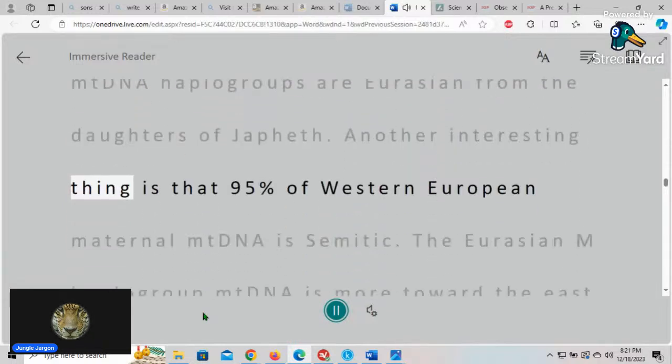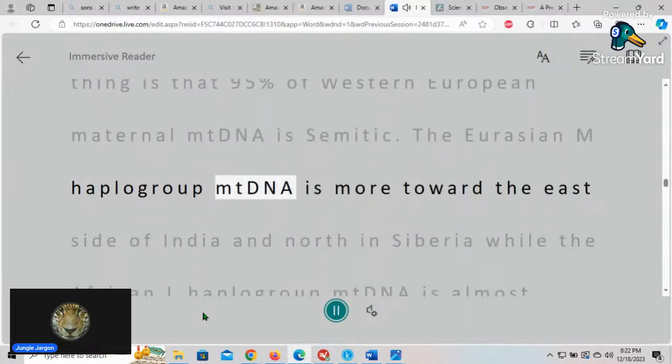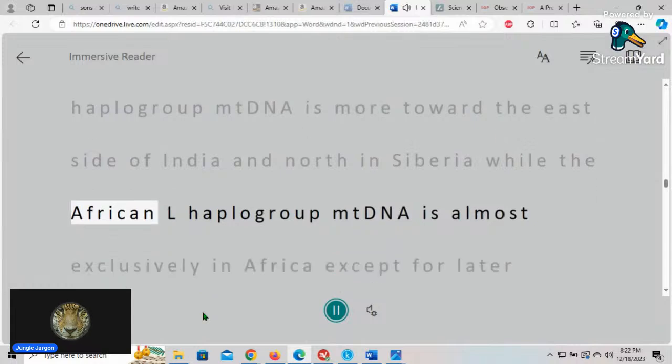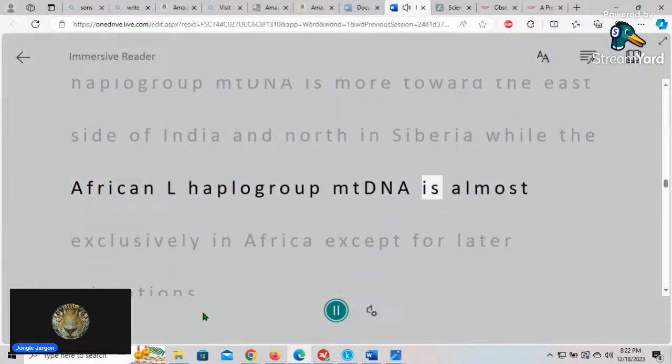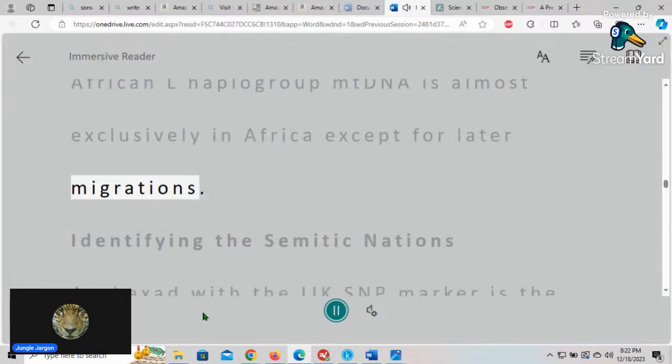Another interesting thing is that 95% of Western European maternal mtDNA is Semitic. The Eurasian M haplogroup mtDNA is more toward the east side of India and north in Siberia, while the African L haplogroup mtDNA is almost exclusively in Africa, except for later migrations.